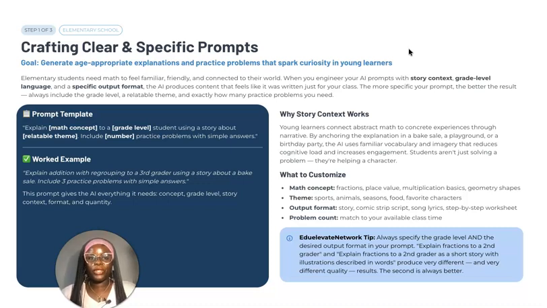Step number 1, you have to craft clear and specific prompts. The goal for step 1 is to generate age-appropriate explanations and practice problems that spark curiosity in young learners.